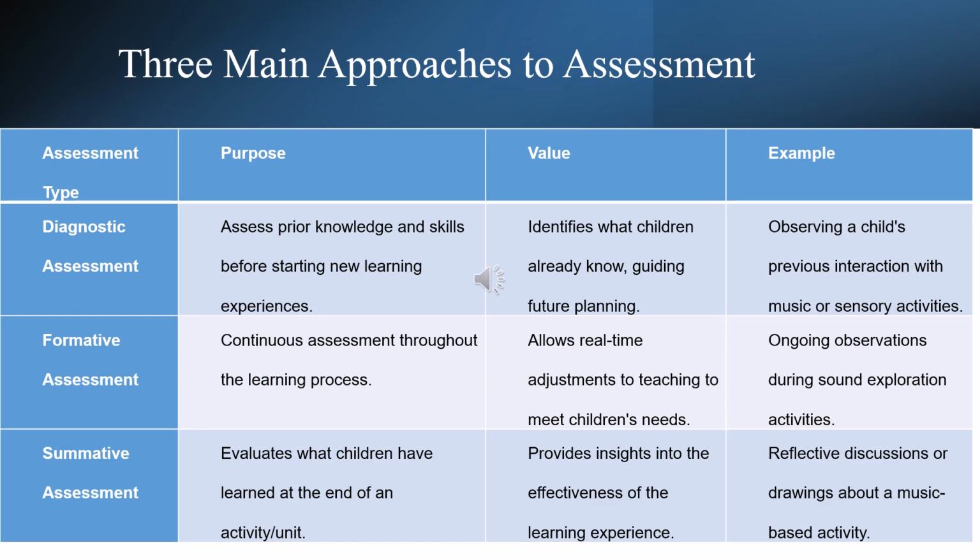Number 2, formative assessment. It's ongoing. It informs how we adjust our teaching in real time. For instance, during a sound exploration activity, we may notice a child responding more to rhythm than melody, guiding us to tailor our next steps. Number 3, summative assessment. It happens at the end of an experience. It shows what the child has learned. This might involve reflecting, drawing, or discussion about a music session, helping us evaluate the impact of our teaching.